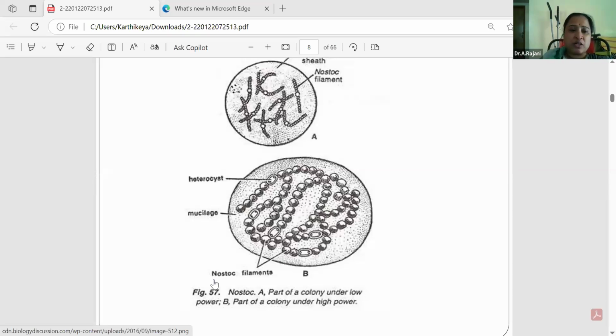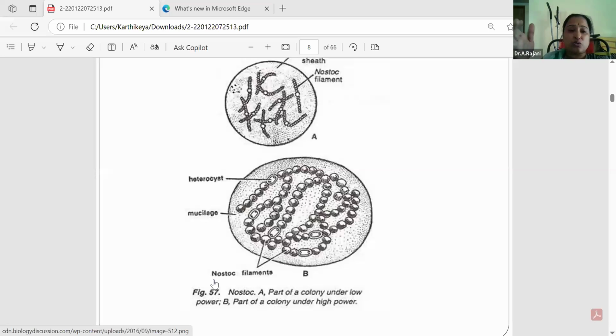Reproduction is by the fragmentation method. Here, there is a special thick wall. You know what the special thick wall is? That is the akinete, which has the ability to withstand desiccation for a long period of time. After 70 years of dry storage, the akinetes of one species germinate into filaments when moistened.